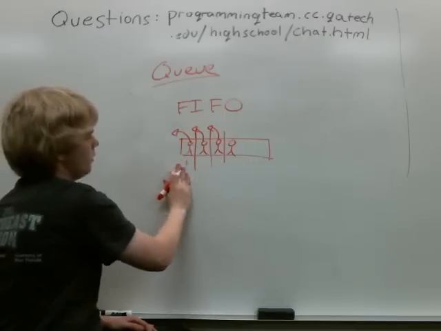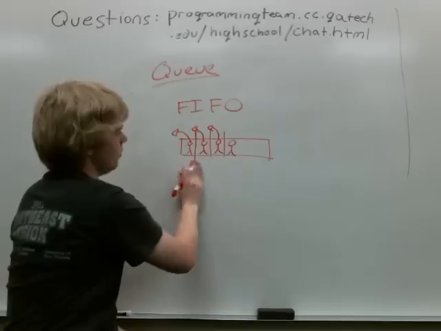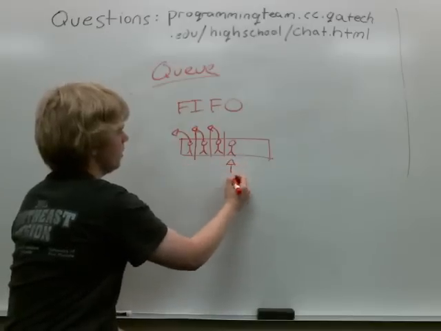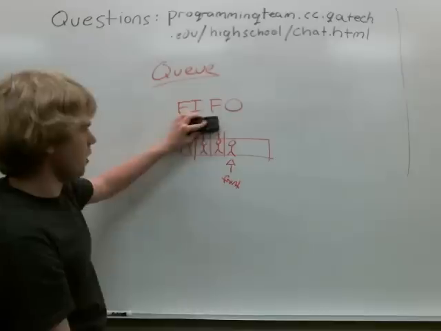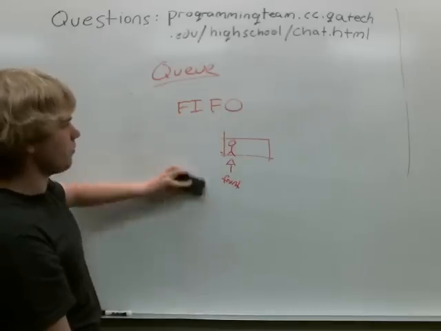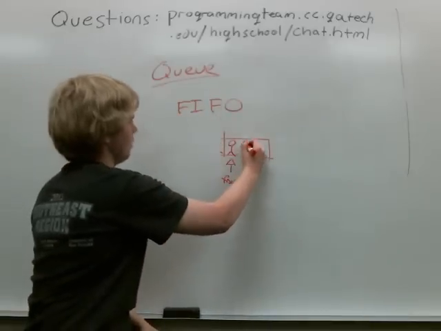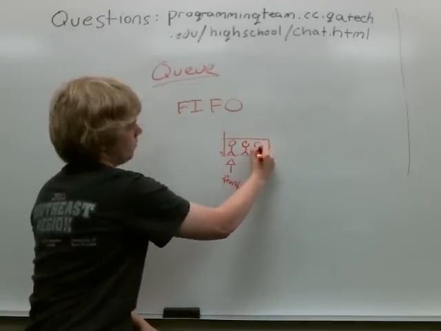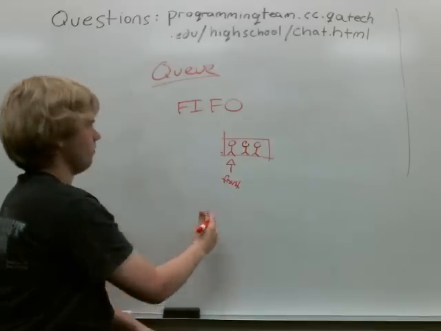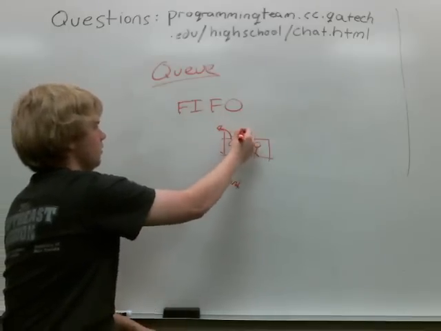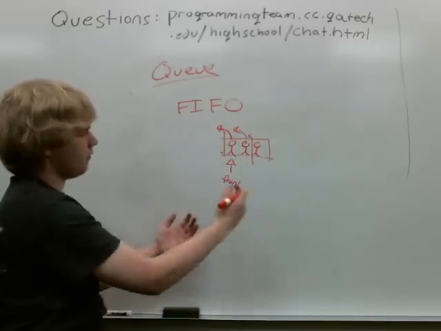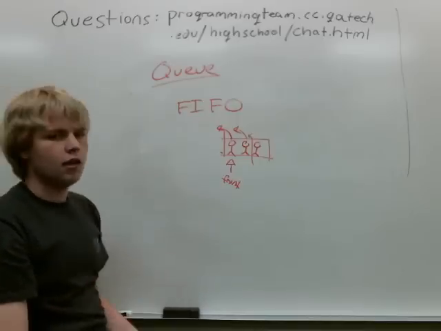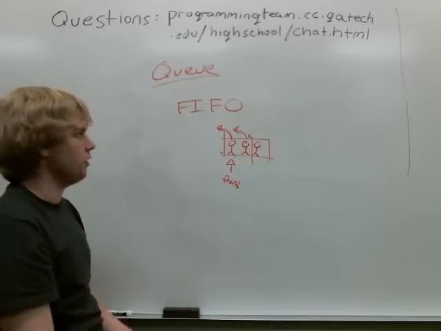So now our front's changed after we've removed these first three. So now our front's here. And all these people have already left our queue. So now maybe some more people walk in. And then this person gets on the roller coaster, or this person, and now he's the new front. So you can see it's just the first person in is the first person out. And that's pretty much all there is to a queue.